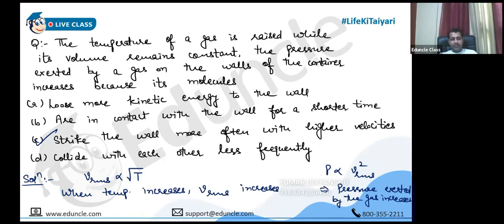Now, why will it increase? The main cause is when we increase the temperature, there will be more frequent collision. They are saying less frequently, so it is wrong. So there will be more frequent collision between the molecules and the walls of the container. More frequent collisions, so they strike the wall more often with higher velocity. Obviously, velocity will be higher and collisions will also be more within the same time. Collisions are more and impact is more. That's why the pressure will be greater as compared to earlier. Okay. Clear? Yes, sir.